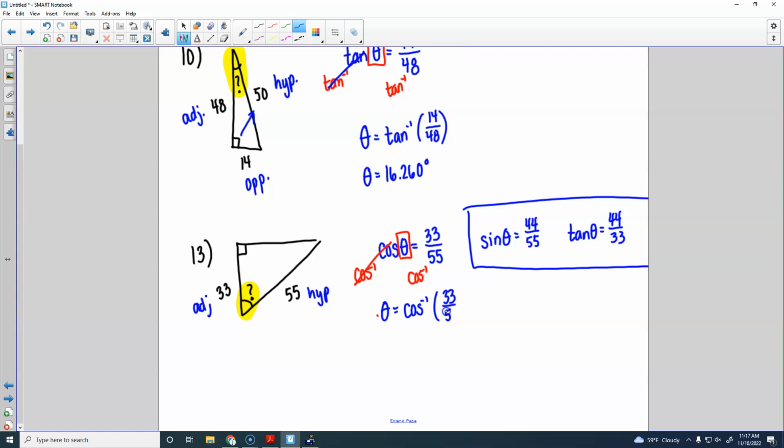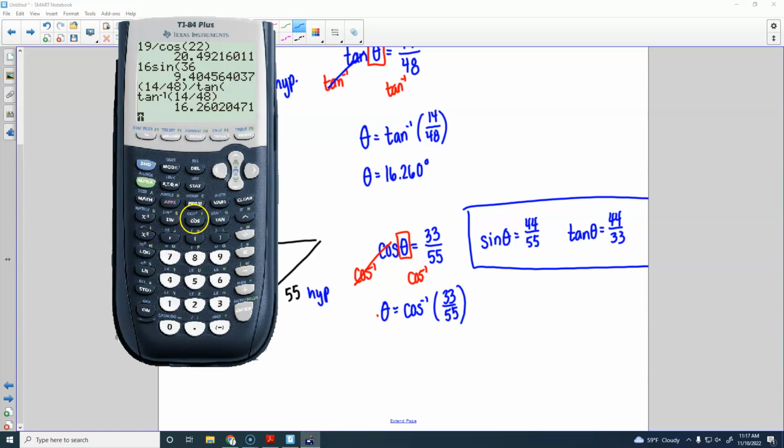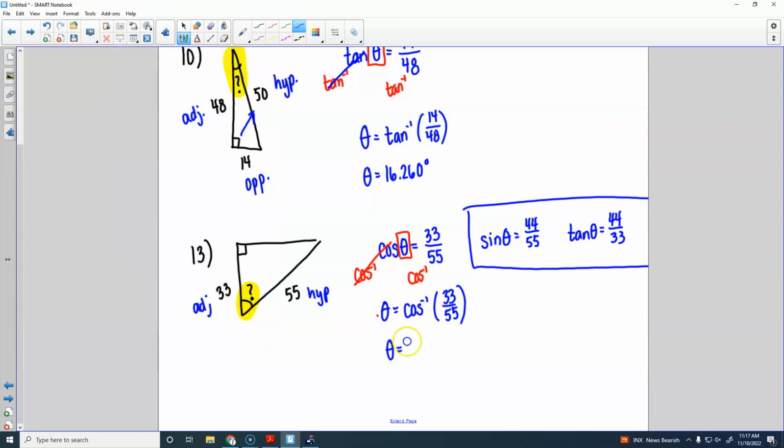33 over 55. And so if I do that in my calculator, cosine inverse is just second cosine 33 over 55. And I'm going to get 53.130 degrees. Answer key is going to say that's 53. So anytime the angle's what's missing, you set it up normally, but to solve, you're going to have to use inverse trig.